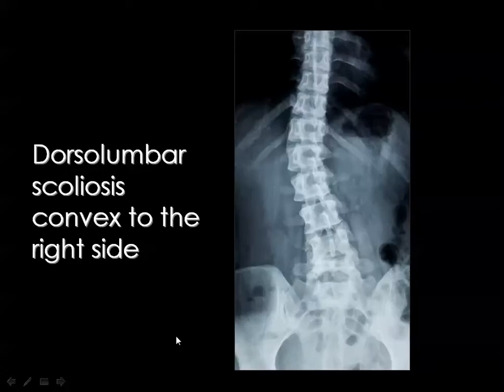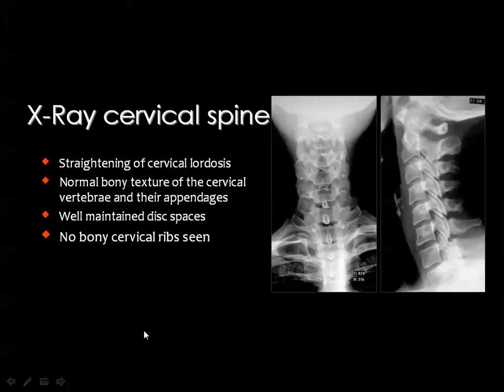And if there is a scoliotic deformity, you mention that there is a scoliotic deformity which is convex to the right side. And we mention the scoliosis by the direction of the convexity, not the concavity. And in this cervical spine, you say that there is a straightening of the cervical lordosis. The curve is obliterated, and the bony density is good. There is normal bony architecture of the cervical vertebral bodies and their appendages.